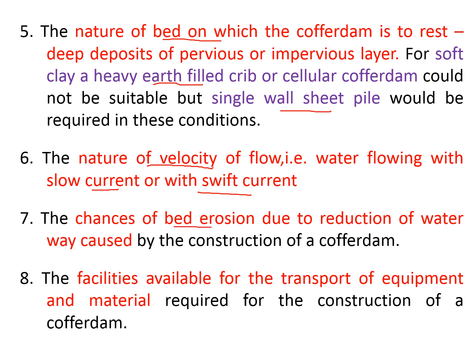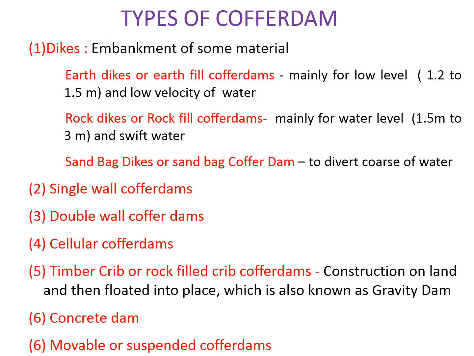Chances of erosion of the bed due to reduction of the waterway, because when we are constructing a cofferdam, the waterway will be restricted, and that will reduce the waterway, so it will increase the velocity. The facilities available for the transportation of the equipment and material are also equally important while selecting different types of cofferdam. Now here are the different types of cofferdams. So just make a list of all the different types. In examinations many times it is asked.